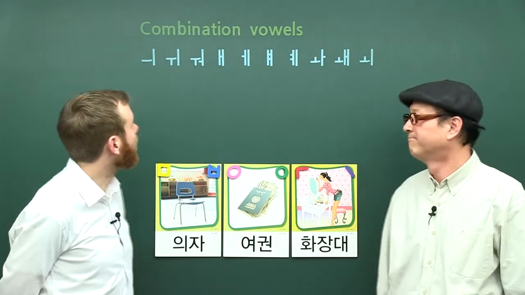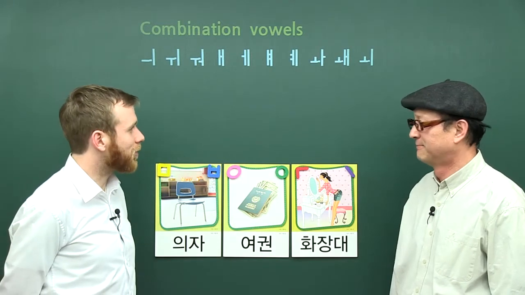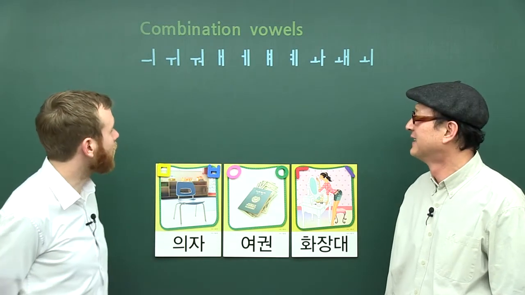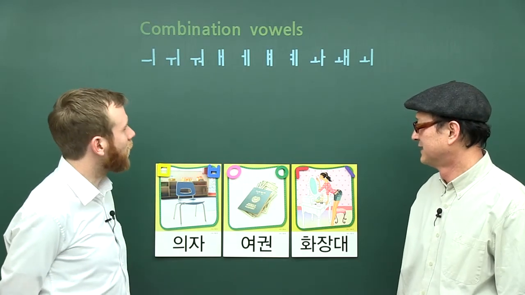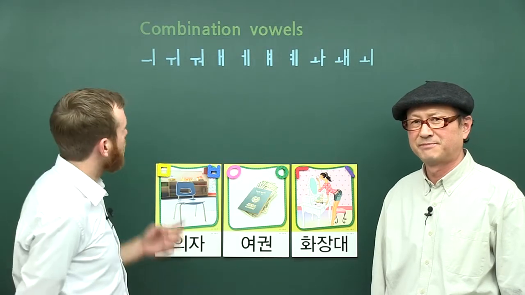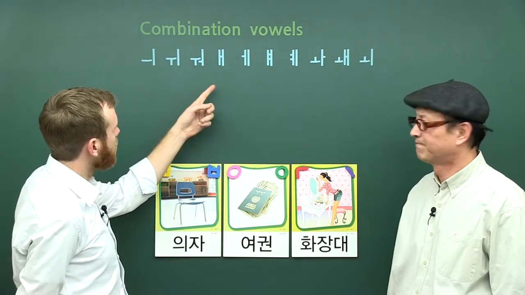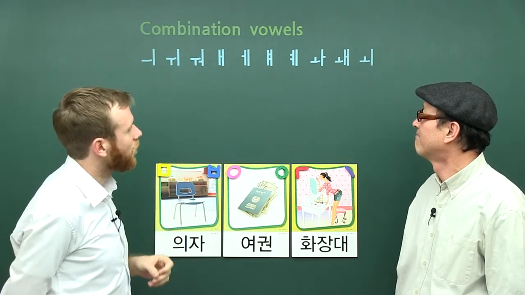Okay, now we're going to look at combination vowels in Korean. I always get confused when we talk about combination vowels, so I think this will be helpful for students. We've already looked at consonants and vowels in the Korean alphabet. So we've got a list here. I guess we've got 10 combination vowels.